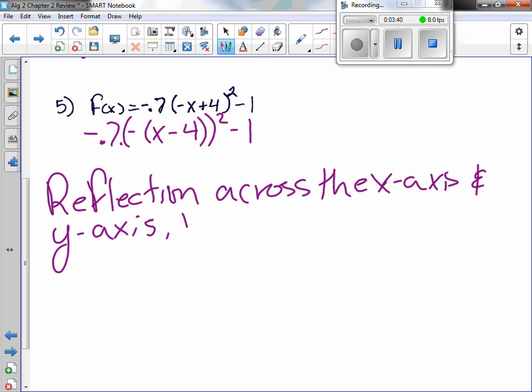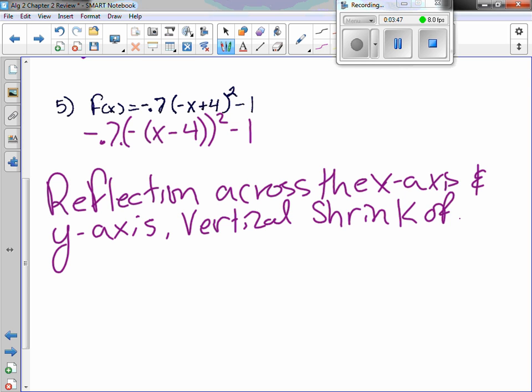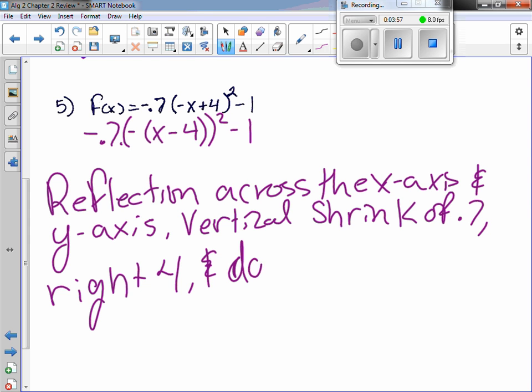Then we can talk about the vertical shrink of 0.7, the right 4 and down 1. We have to worry about it that way. Now, if I talked about the horizontal and vertical translation, moving it up, down, left, and right first, we wouldn't have to do that. But there's not going to be a reflection in the y-axis on the test.